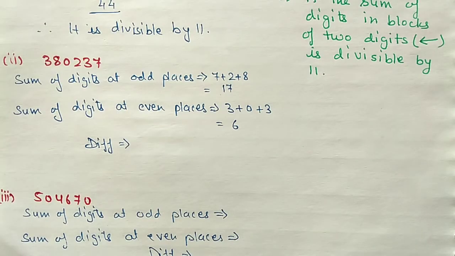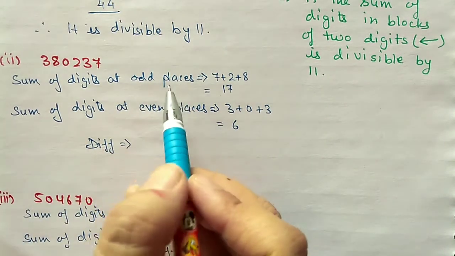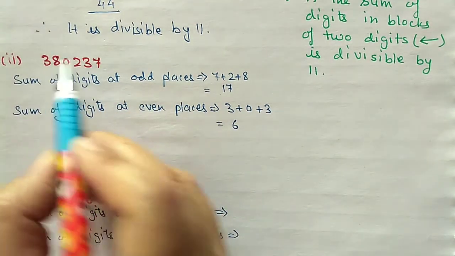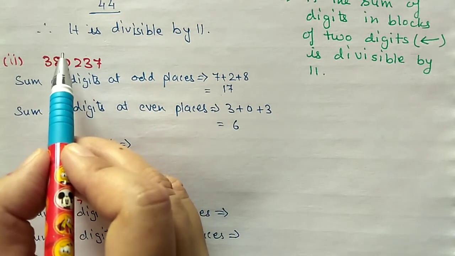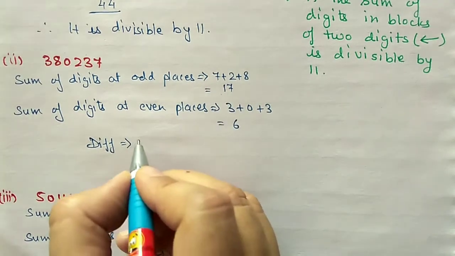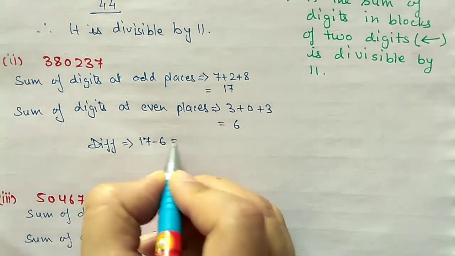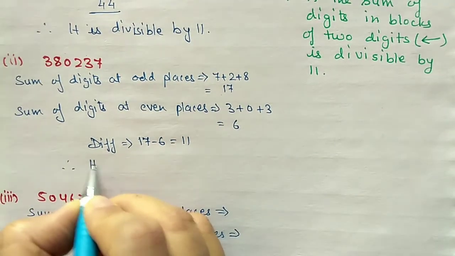Second part, 380237. First we will add the odd place digits 7, 2 and 8, which is equal to 17. Then the even places 3, 0 and 3, which is equal to 6. Then we take the difference, 17 minus 6, which is equal to 11. So it is divisible by 11.